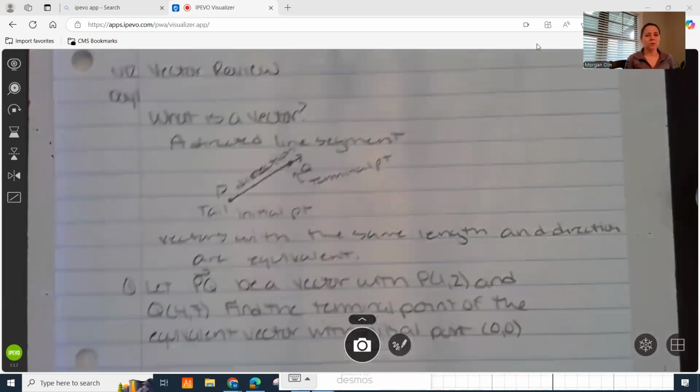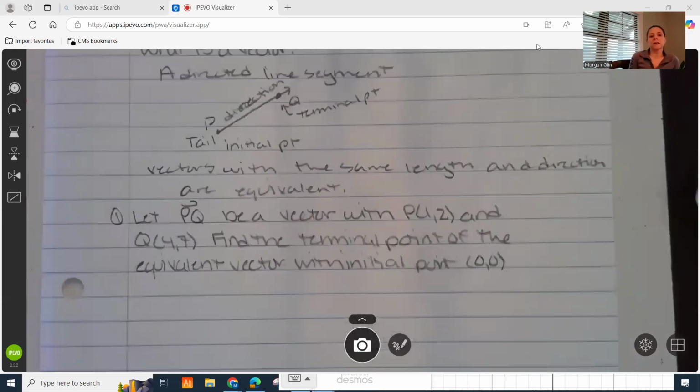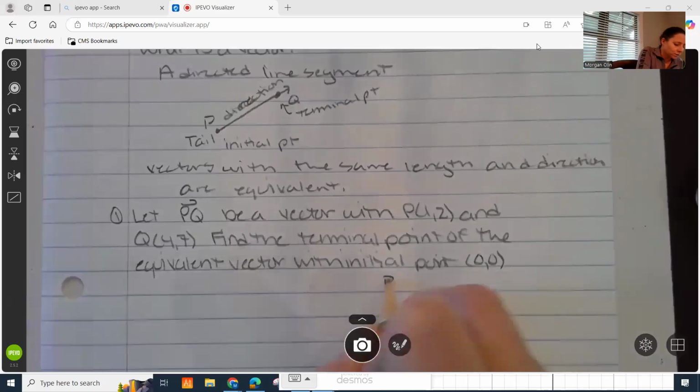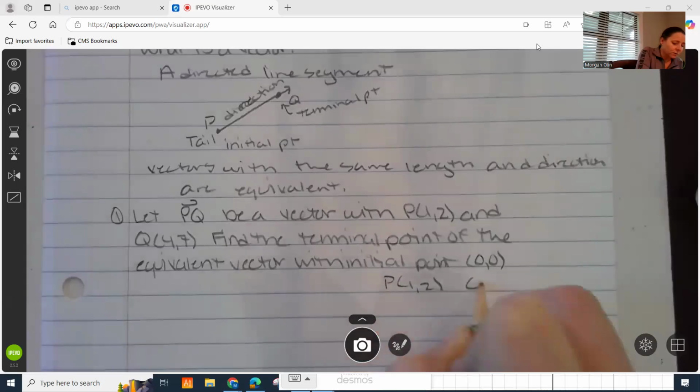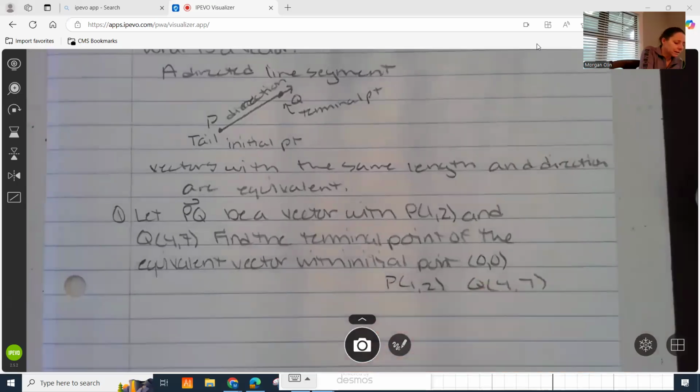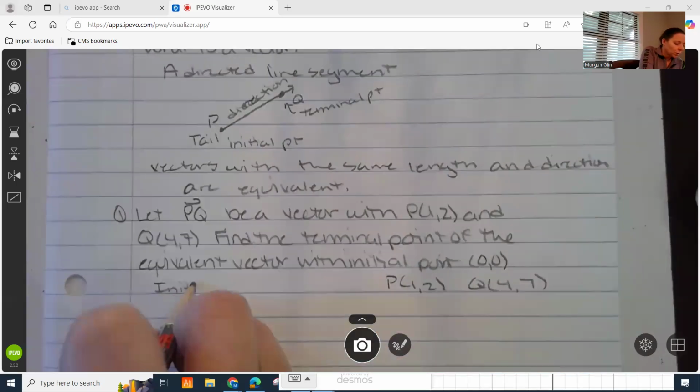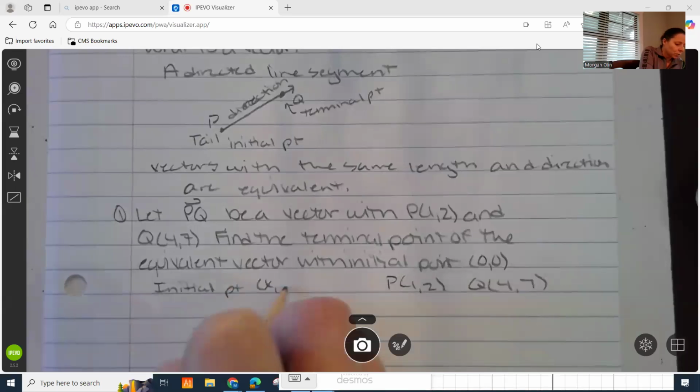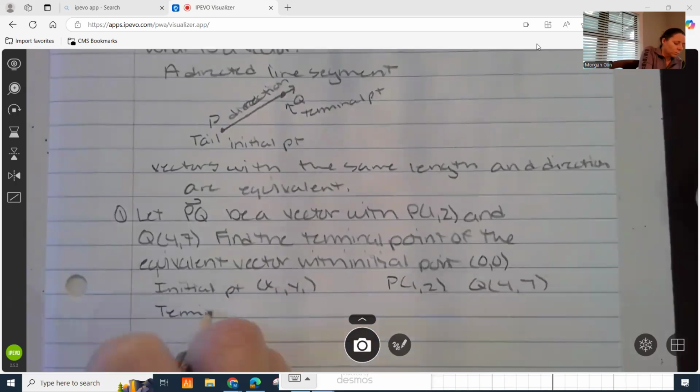Okay. So let's get started on some problems just to review some of this. Let vector PQ be a vector with P at (1, 2) and Q at (4, 7). Find the terminal point of the equivalent vector with initial point at (0, 0). Here we've got P at (1, 2) and Q at (4, 7). The initial point we're going to call X1, Y1, and the terminal we'll call X2, Y2.